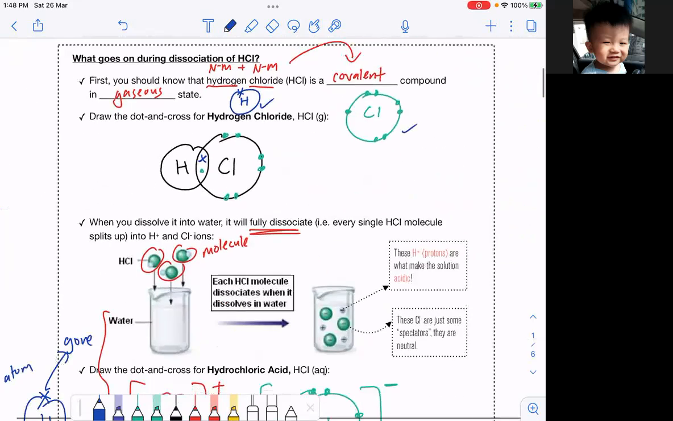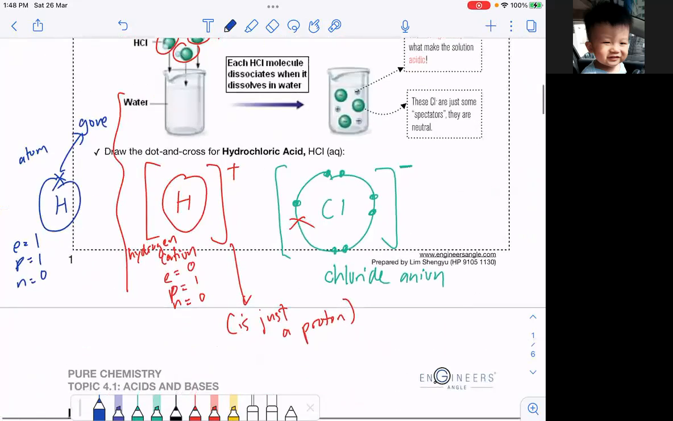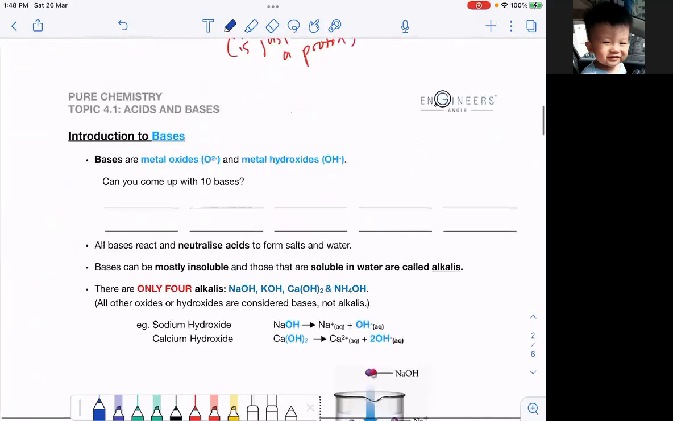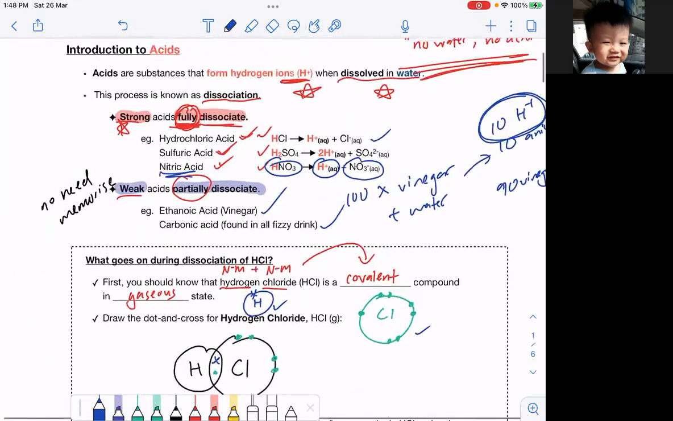Okay, strong and weak acid. Are you all okay so far? I'm going quite slow because this is really hard to understand. Really hard to understand. Okay. Sorry, I need to say one more thing.